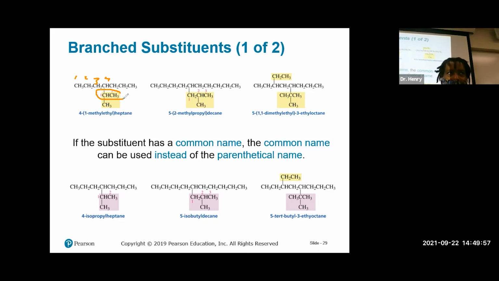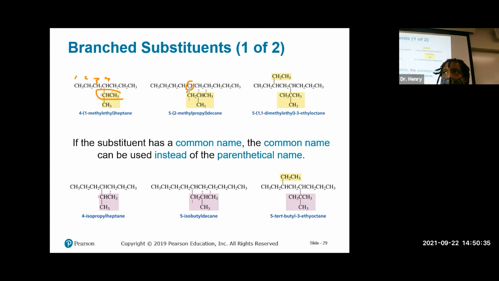We find the longest chain, so the rule again applies. The longest chain in this situation, 1, 2, or 1, 2, right? So even if I go 1, 2, I'm going to have a methyl coming off of this one, or I'm going to have a methyl coming to that. Does that make sense? Okay, so again, longest chain off the branch, and then what's coming off it. Okay, so in this case, it's decane, and then this is coming off of our 5th carbon here.